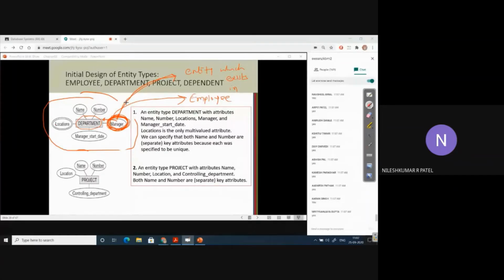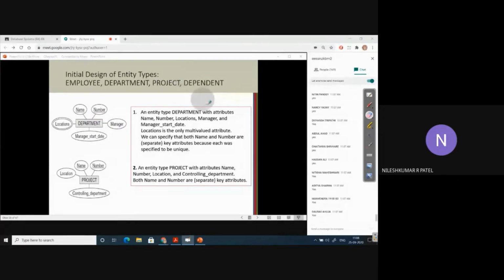Okay, so the point I want to make here is that you have to identify some attributes in every entity type which give us some hint about a relationship with other entity types. This is the first attribute we are able to find in the department entity type that gives us a hint about a relationship with some other entity type. Some other entity type may be any other entity type, maybe employee, department, or project.